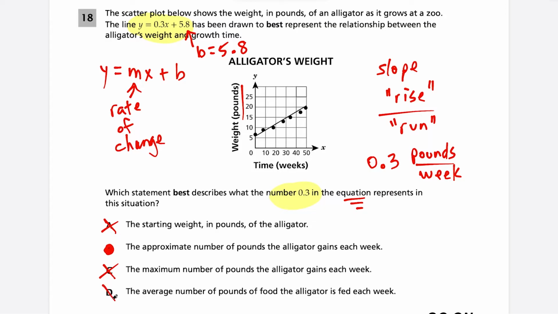D, the average number of pounds of food the alligator is fed each week. This is not the case. They don't even talk about how much food the alligator is fed. So that's why D is out. B is definitely our answer.